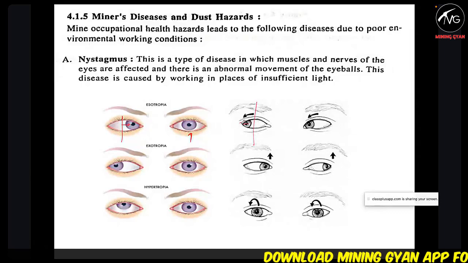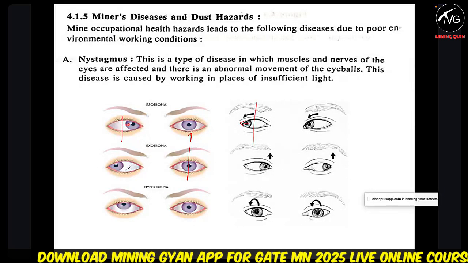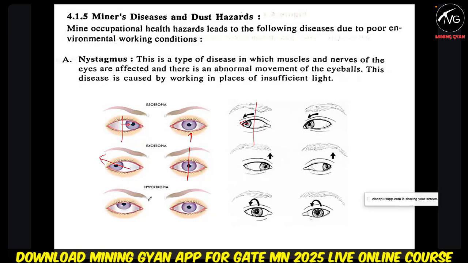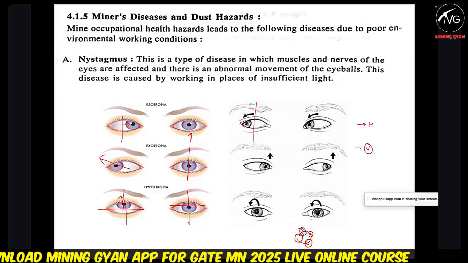In this one, the eyeball is shifted horizontally. In this one, it is normal, but this eye is shifted vertically. So there are three types of movement: horizontal, vertical, and the third type is circular. That means your eyeball will go on a rotation. So this is nystagmus.